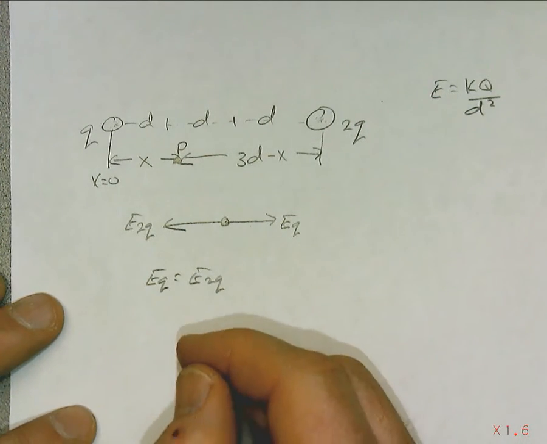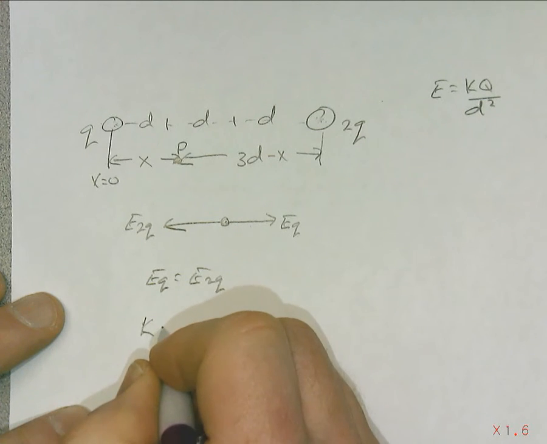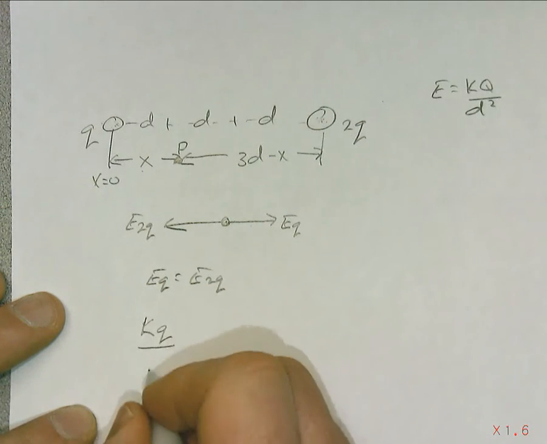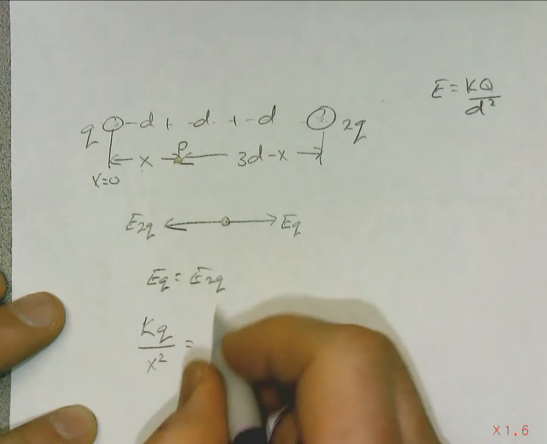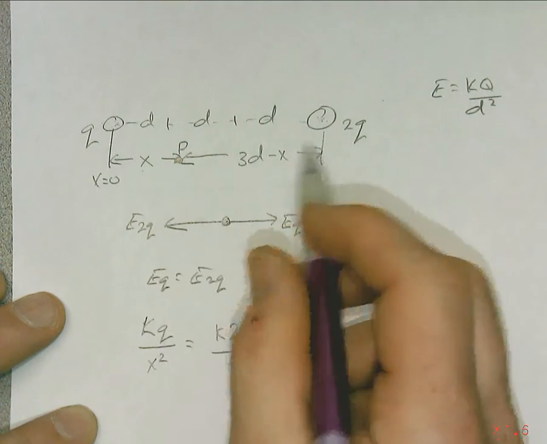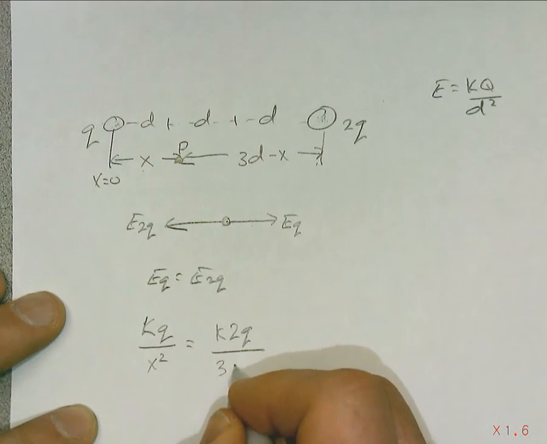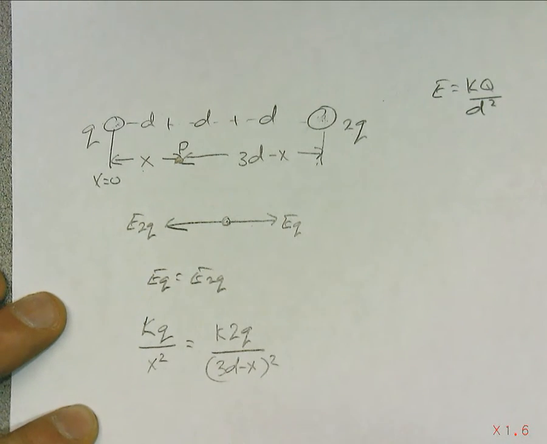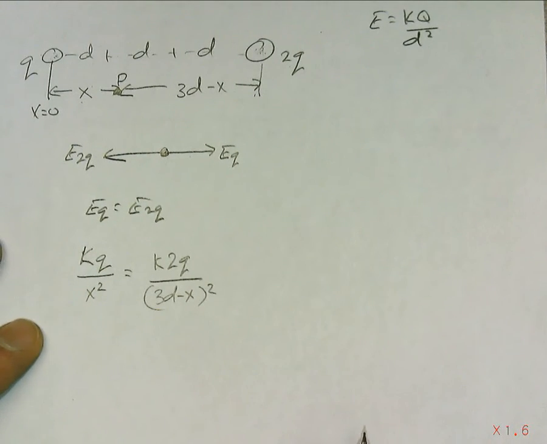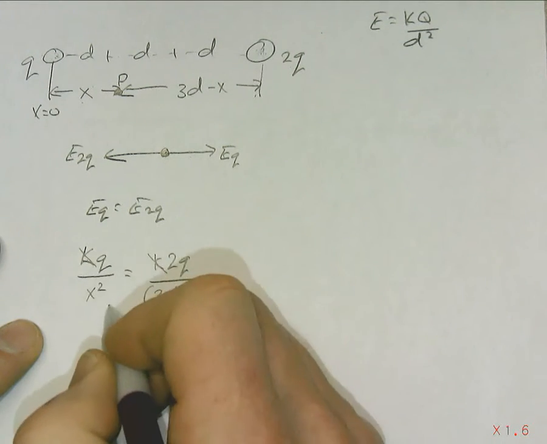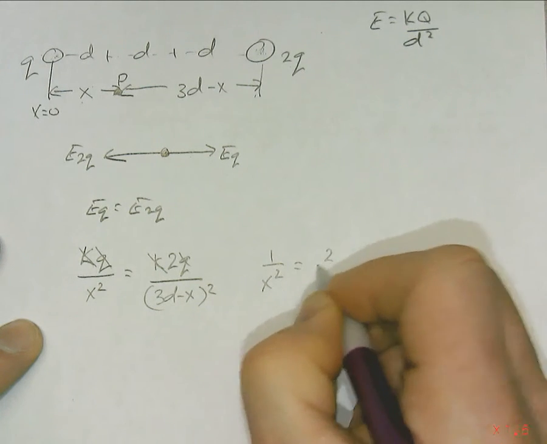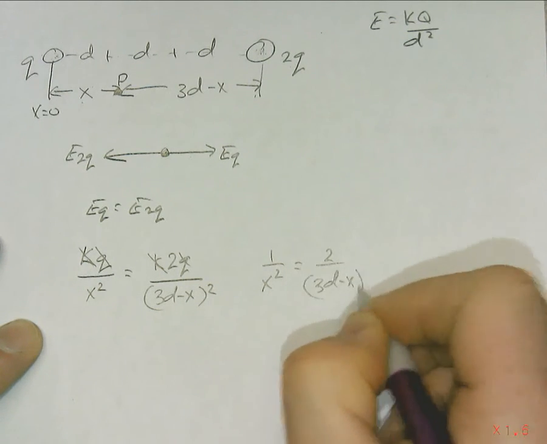Now let's rewrite that. E of Q is k 1Q over x squared. That's our distance. And that's equal to k 2Q over the distance between 2Q and P, (3D minus x) squared. There's our equation to solve, and it ends up being easier than you think. Look at this cancellation. k goes away, Q goes away. So now we have 1 over x squared equal to 2 over (3D minus x) squared.